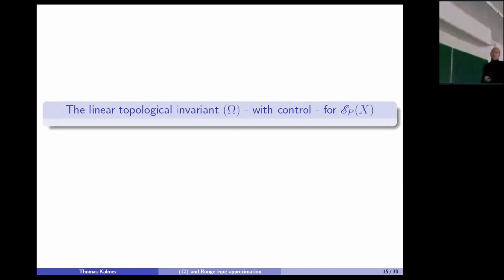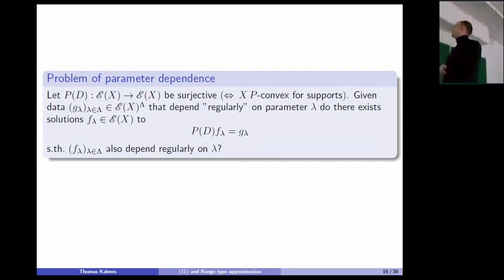Okay, now let's come to the topological invariant omega. So now we have Runge-type approximation theorems. Now we want to have quantitative Runge-type approximation theorems with the aid of this property omega. And for this, I would like to recall where omega showed up, why this is important, and where it has been studied. For this, we recall the so-called problem of parameter dependence.